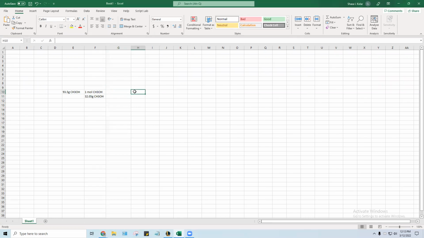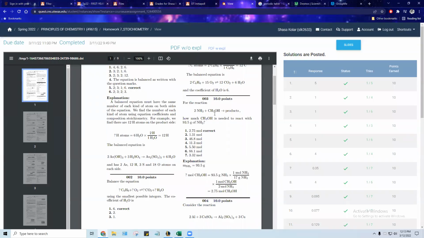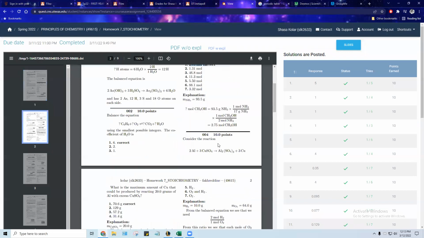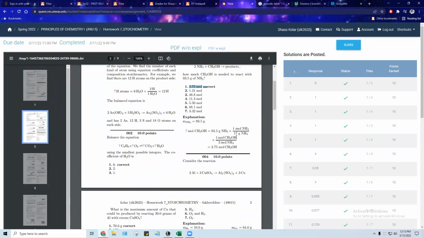So apparently we want to know the moles of CH3OH, which is fine, but I kind of thought it was going to go a little bit further. So all we have to do is divide the number of grams by the molar mass, which is this. So equals 93.5 divided by 32.05. And we get 2.91, which is not quite right. Did I spell it wrong? No. Did they use a different molar mass?